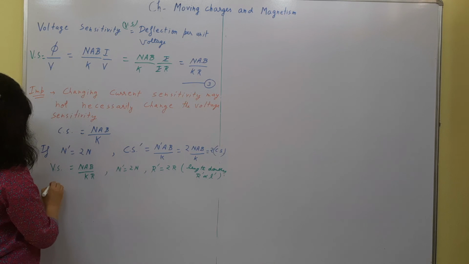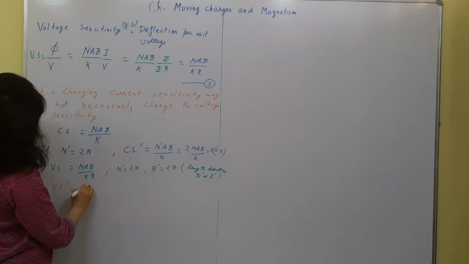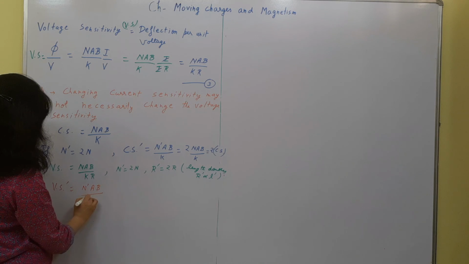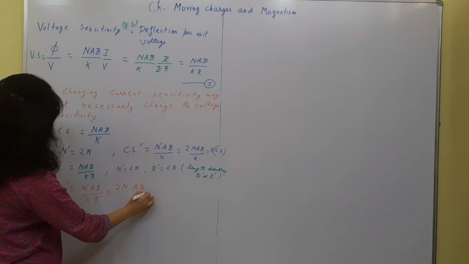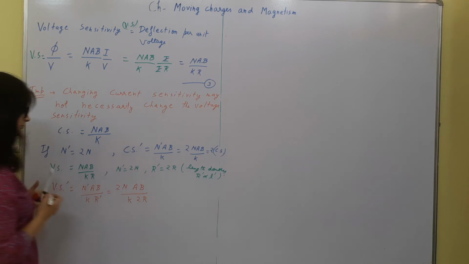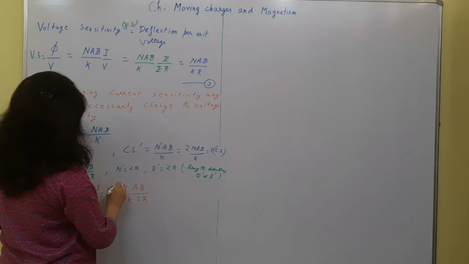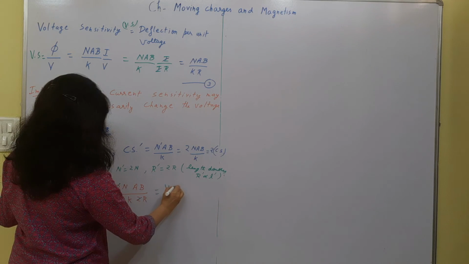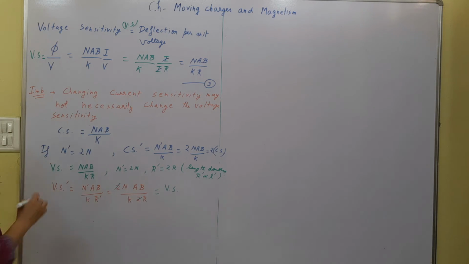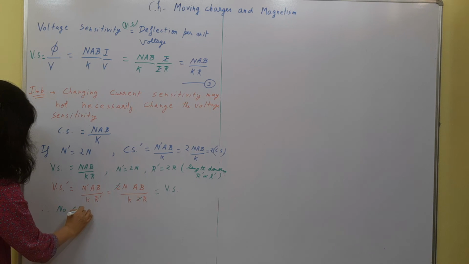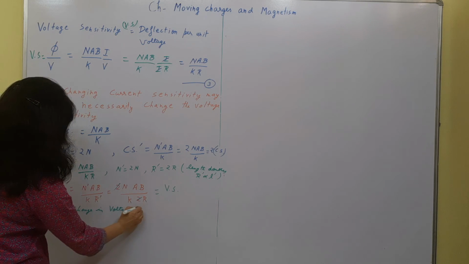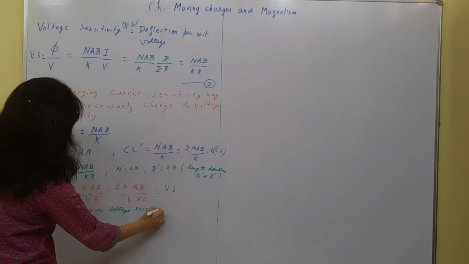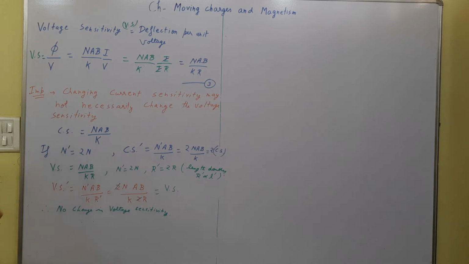So Vs dash will be N dash, A is same, B is same, K is same, but R dash is different. So this can be written as 2NAB upon K, 2 times R, right? So this will be cancelled, and this is the same as the original voltage sensitivity. Therefore there is no change in voltage sensitivity if we change the current sensitivity by changing the number of turns, right? So this is very interesting.